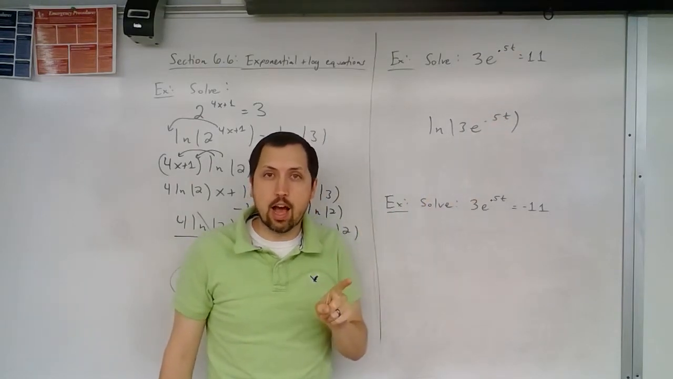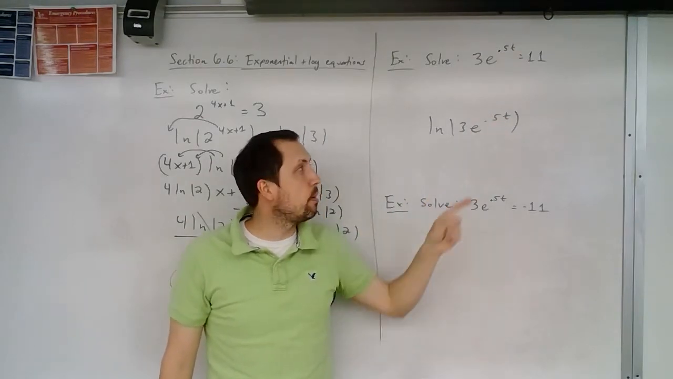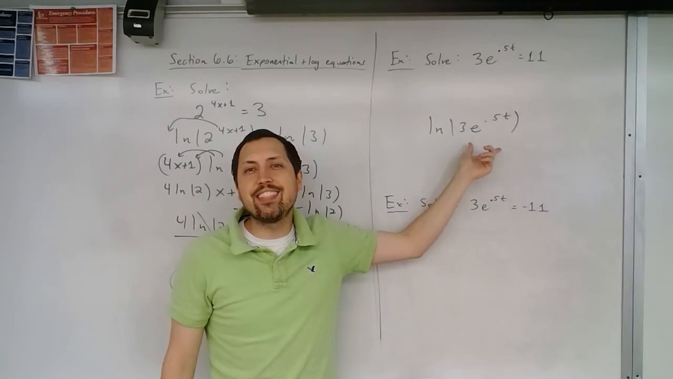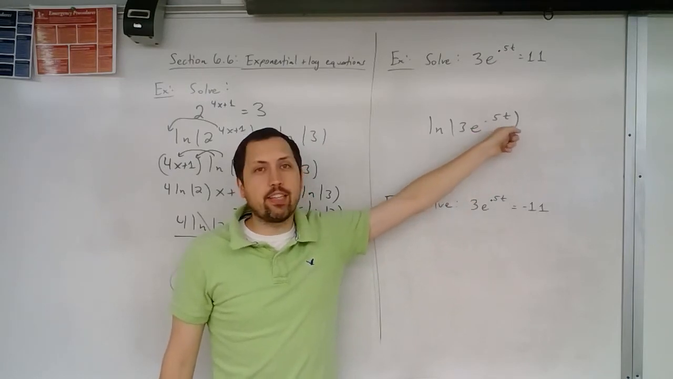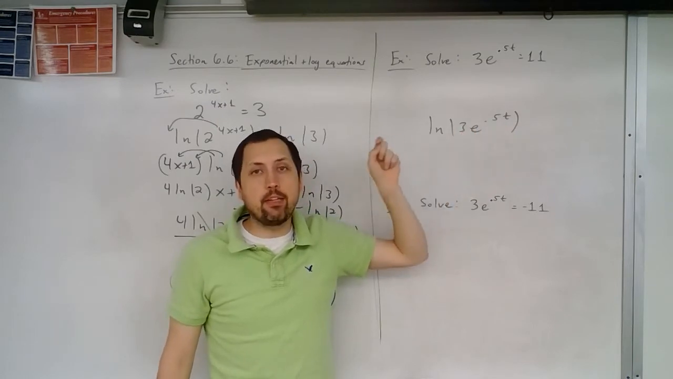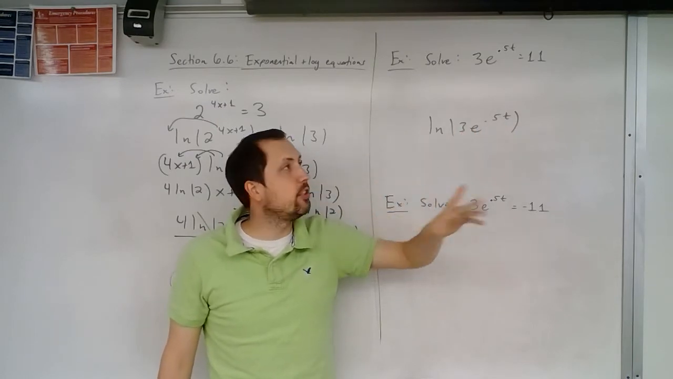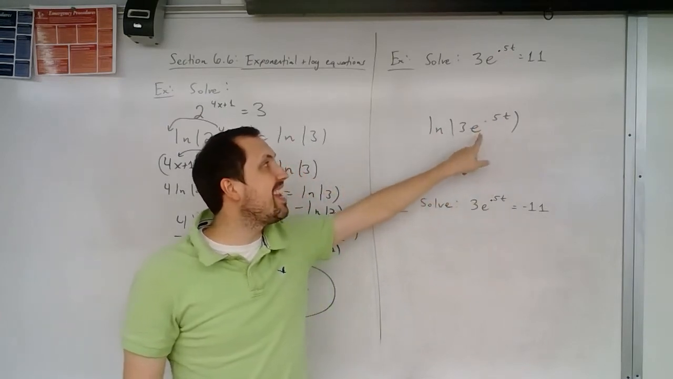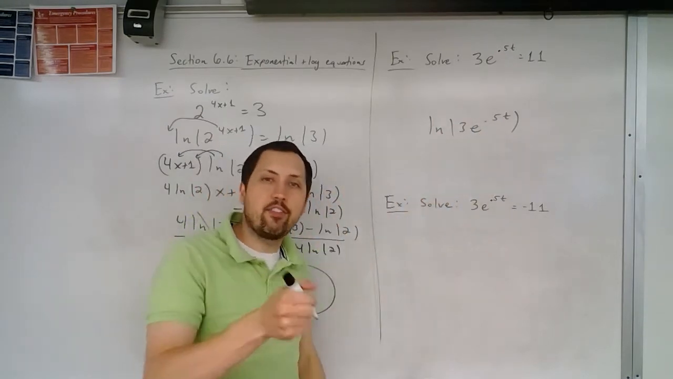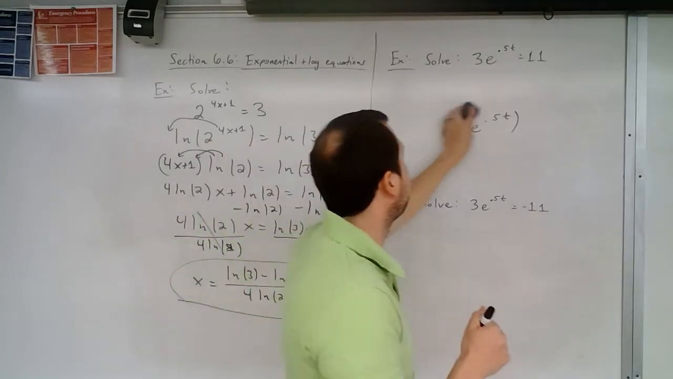Well, no, we cannot. The reason we can't, because remember, the rule said that the whole inside had to be raised to that exponent. Only e is raised to this exponent. 3 is not being raised to that exponent. Order of operations says I do exponent, then I do multiplication. So I cannot bring down the exponent.